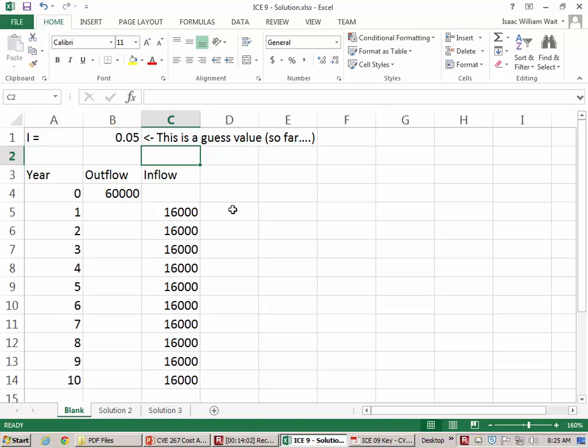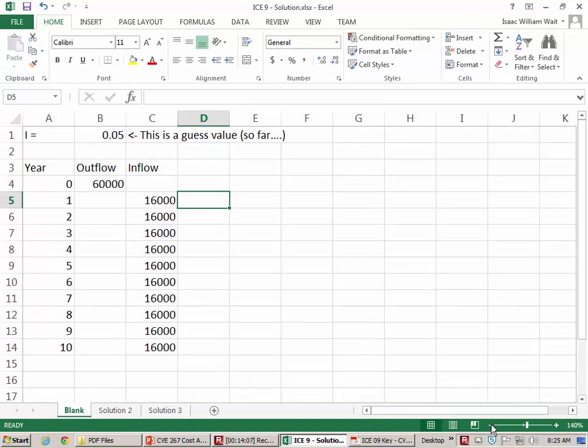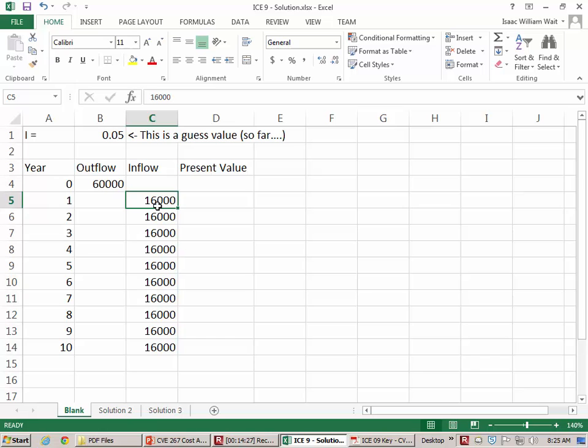There's a really nice function called equals PV. And when you start typing a function into Excel, it gives you a hint of the format it wants to see your response. So actually before, let's put a title, present value, just so we remember what's going into this column. We're going to find the present value of each one of these future amounts in terms of the interest rate that we've guessed.